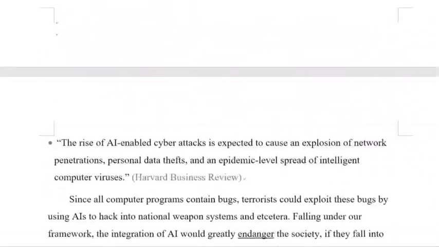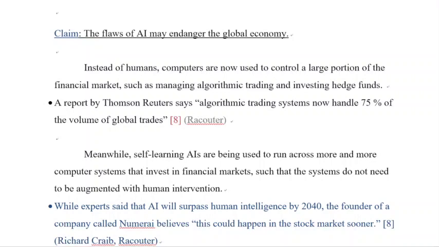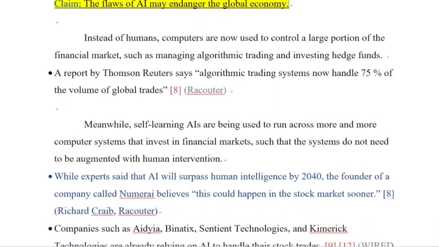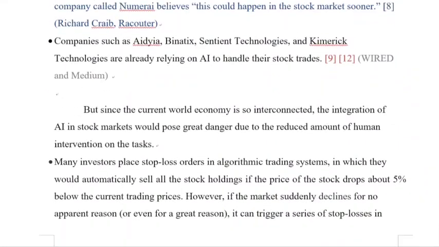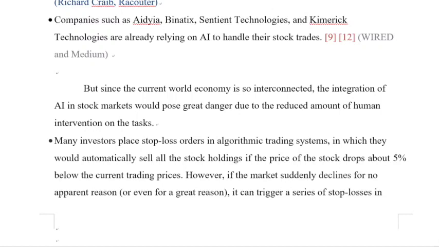In each contention, there are claims, specific arguments that fit under that contention. Let's take a look at one of their claims. It is their second claim of the first contention, that the flaws of AI may endanger the global economy. Under this claim, there are evidences to support it. For example, here it says, a report by Thomson Reuters says algorithmic trading systems now handle 75% of the volume of global trades. There are also other evidences that basically support the same idea that AI controls most of the financial market.